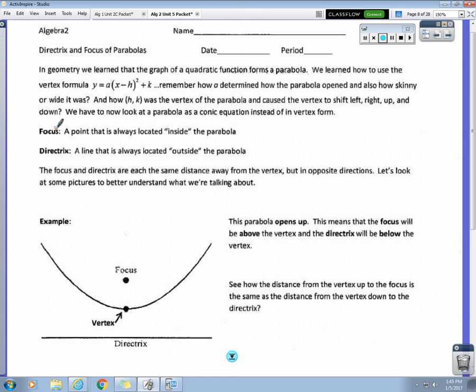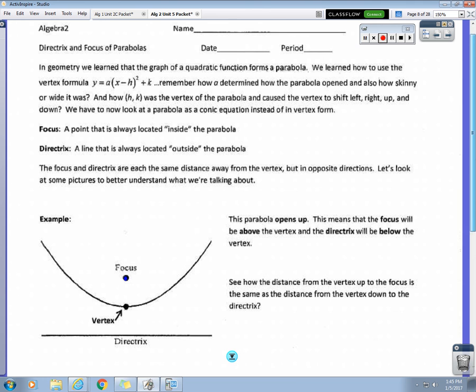The focus is a point that is always located inside the parabola. Okay, the focus will always be inside the parabola. The directrix is a line that is always located outside the parabola. Okay, this is a focus. The focus is a point, and it's always inside the parabola. The directrix is a line, and the line is always outside the parabola. The focus and the directrix are the same distance away from the vertex, but in opposite directions.